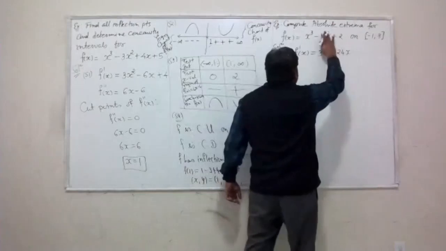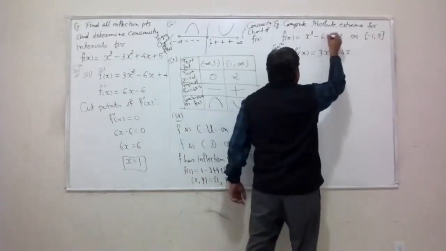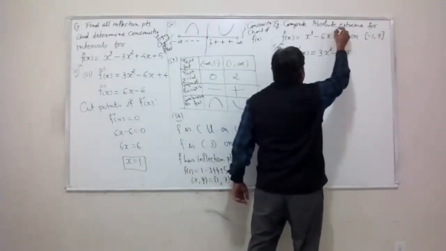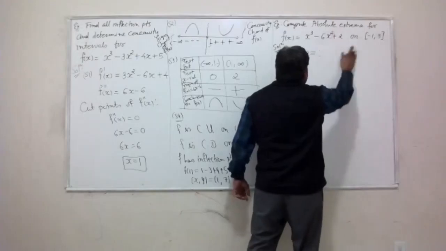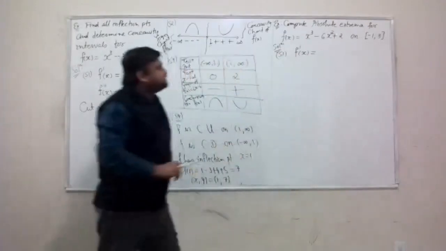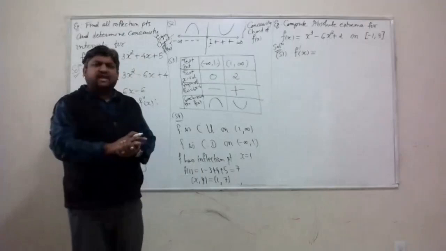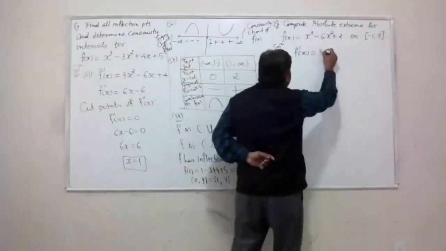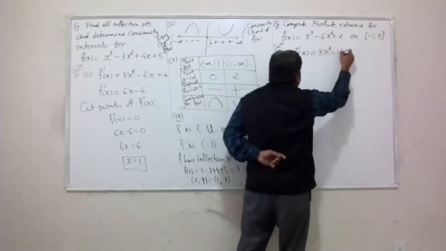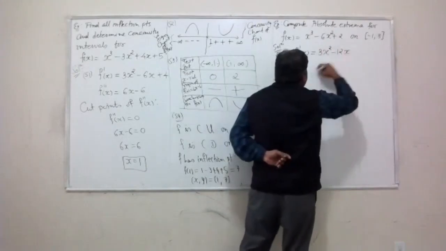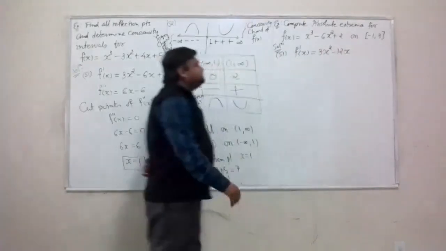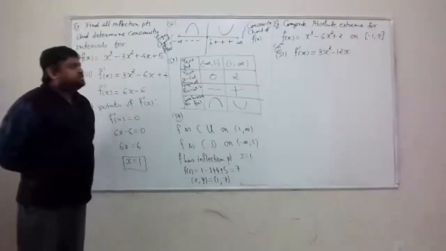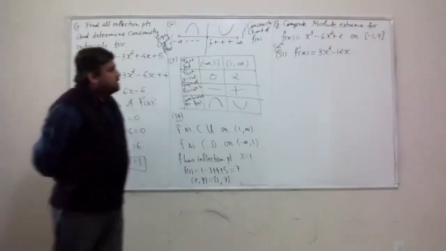I just wanted to make sure that we end up getting nice numbers. All right. So let's do x cubed minus 6x squared plus 2 on the region -1 to 3. All right. F prime x is going to be 3x squared minus 12x plus 0. All right. So this is what we get.